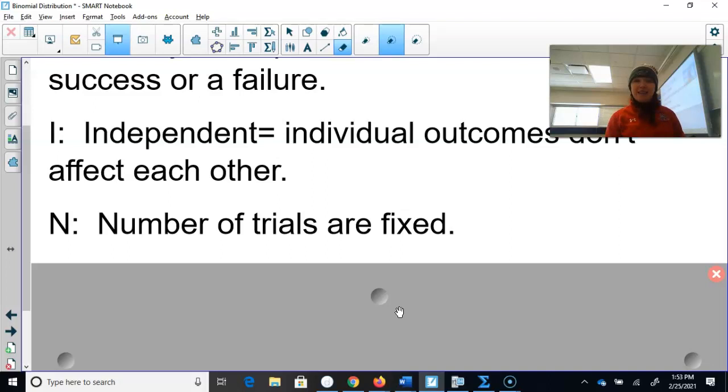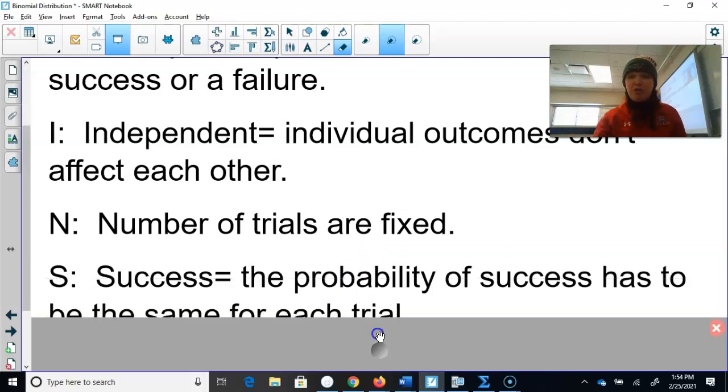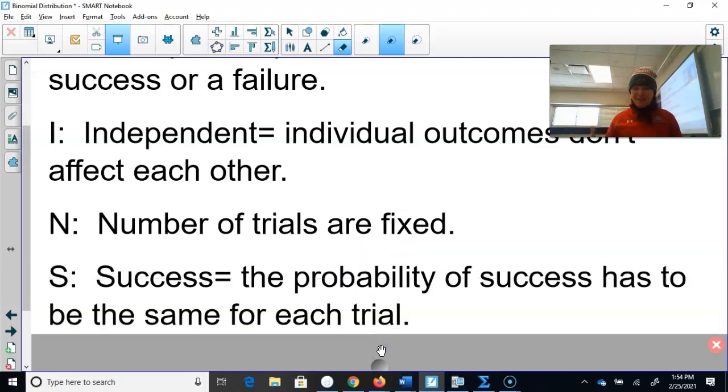And then finally, S stands for success. The probability of success is the same for each outcome. So each time you try it, the probability of success is gonna be the same.